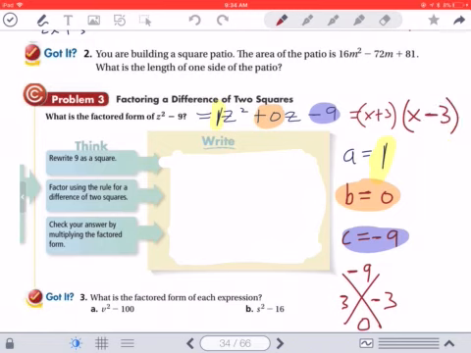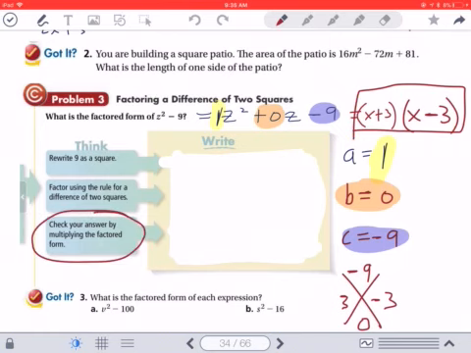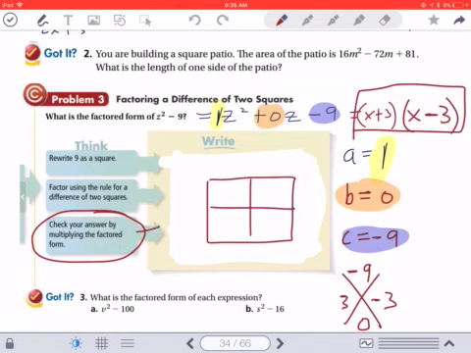So x plus 3 times x minus 3, that is the factored form. So there's no middle term. This one says rewrite it as a square, factor using the rule of difference of two squares, and check your answer by multiplying the factored form. So let's skip right to this step. Let's check it by using the box method. We kind of already did those other steps.